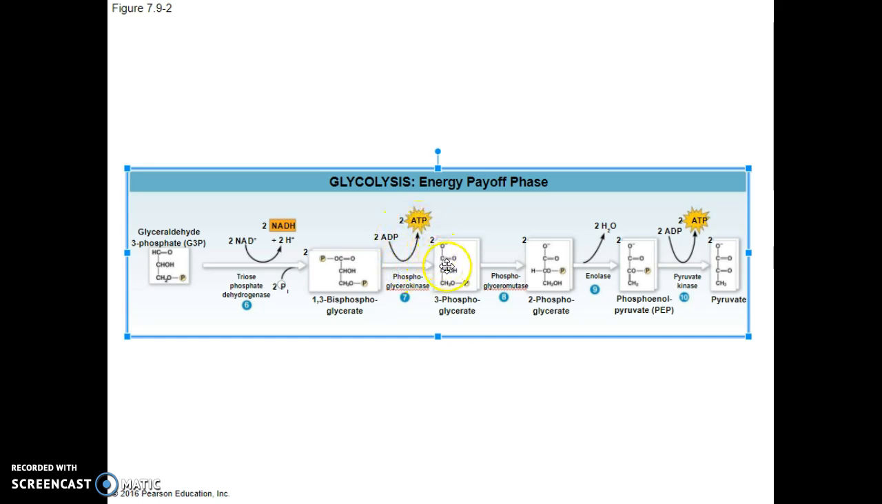After that, a phosphate is transferred to ADP to form ATP, and the energy is used to form 3-phosphoglycerate. And then 3-phosphoglycerate is converted into its isomer, which is 2-phosphoglycerate. 2-phosphoglycerate loses a water molecule, which causes it to become phosphoenolpyruvate, also known as PEP, and we get another conversion of ATP, which then causes us to end up with pyruvate.